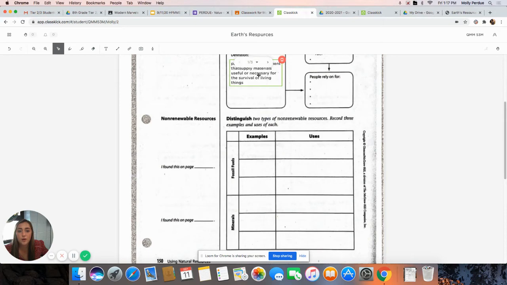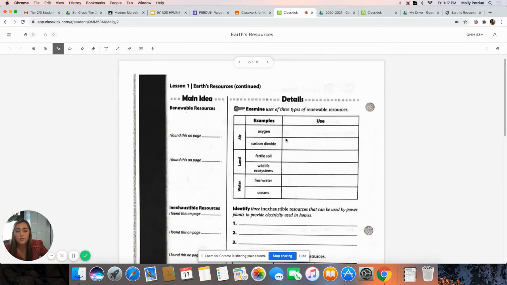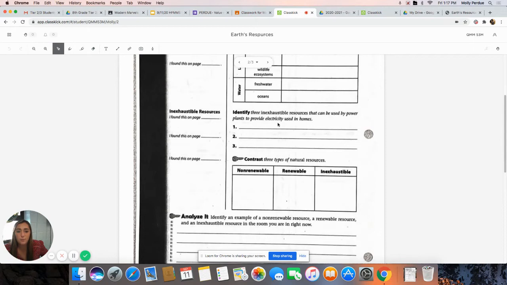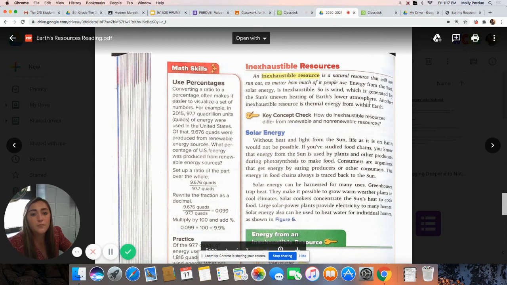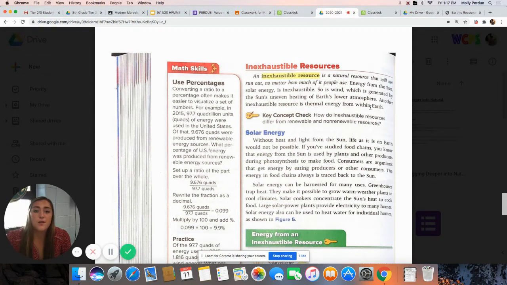We're about to go through inexhaustible resources, which I believe we start looking at halfway through page 2. Okay, inexhaustible resources. An inexhaustible resource is a natural resource that will not run out no matter how much of it people use. Energy from the sun, solar energy, is inexhaustible. So is wind, which is generated by the sun's uneven heating of Earth's lower atmosphere. Another inexhaustible resource is thermal energy from within Earth.